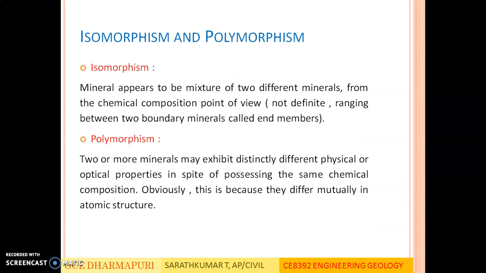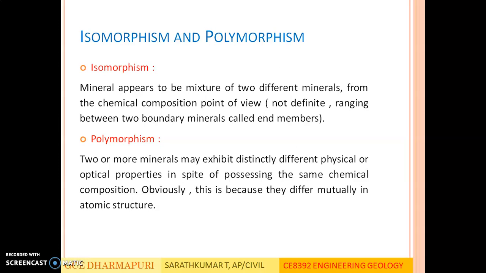So in isomorphism, minerals do not have a constant chemical composition. It does have a range. The two boundary minerals are called end members. So in isomorphism, the mineral does not have a definite chemical composition. It only has a range of chemical composition.